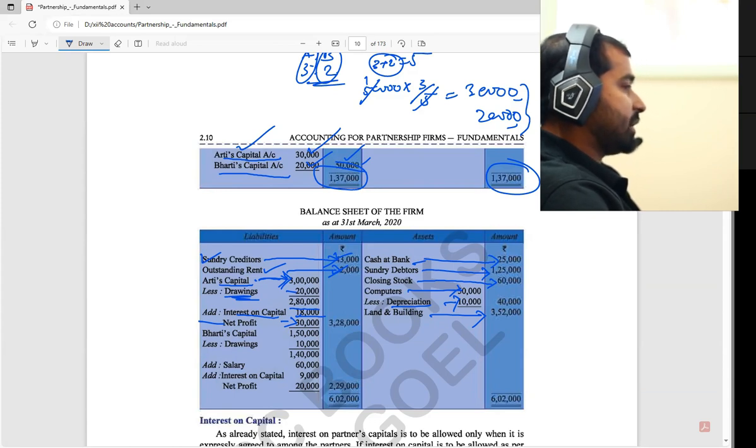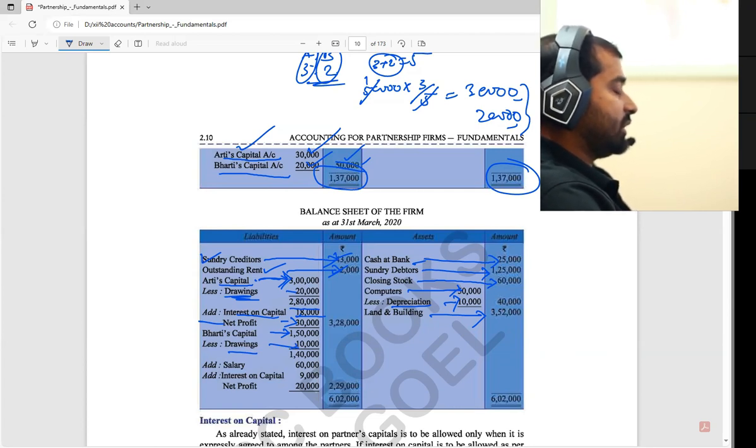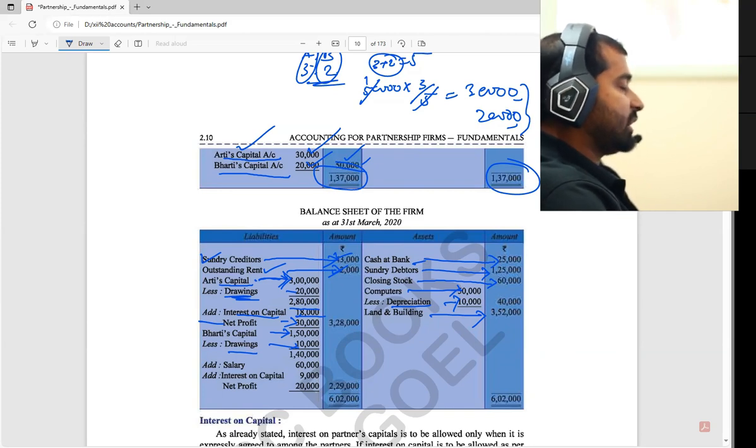Next, Bharti's capital. Bharti's capital 1,50,000 less drawings. Again, how much drawings have we taken for Bharti? If you check, that will be 10,000, right? Bharti's drawings taken from Bharti, that is 10,000. Now after subtracting it, check that, 1,40,000.